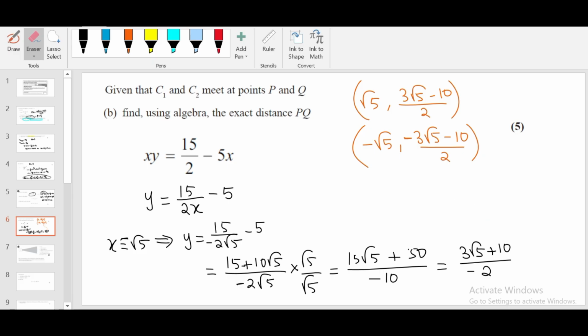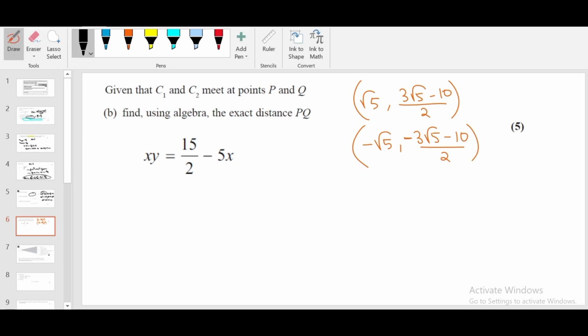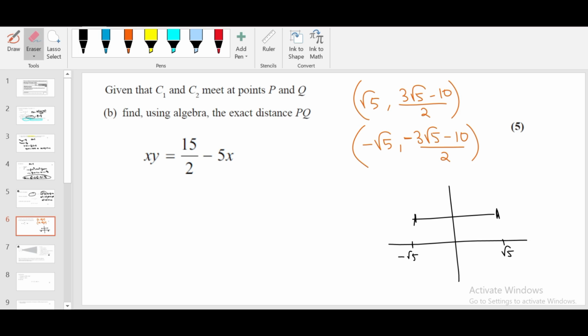We need to find the distance now. You can do two things. You can just simply apply the distance formula, but since there are so many surds involved here, the distance formula will be a little trickier. What you can do, if you draw the x and y coordinate plane, let's say minus root 5 is here, plus root 5 is here. Okay, it's not a parallel line actually. If it's a parallel line, we can find the difference. Not a parallel line, so you need to use the distance formula.